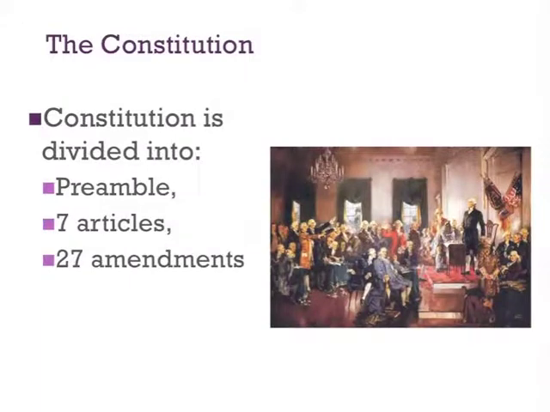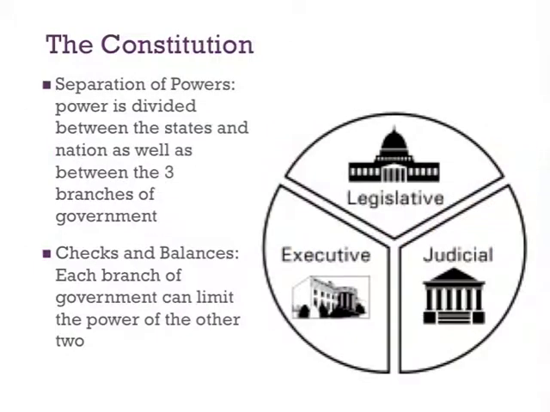And we're back. As I said before, the Constitution is divided into the preamble. It has 7 articles and then 27 amendments. Power is separated, as you've learned since 3rd grade. Power is divided between the states and the federal level, and power is divided between the 3 branches of government. Each branch of government can check the power of the other 2 branches in various ways that we will explore throughout the course.